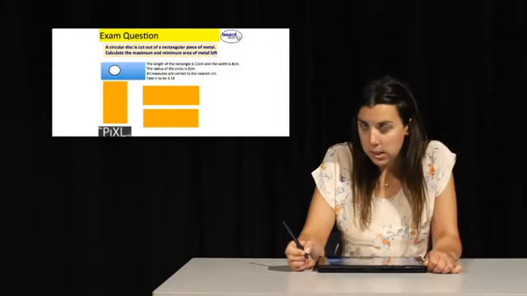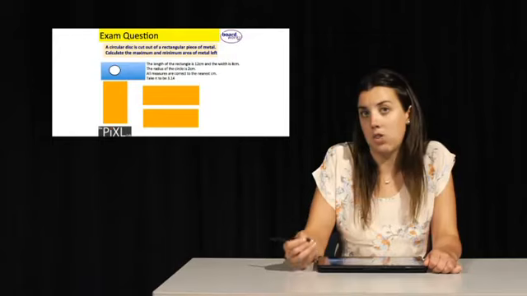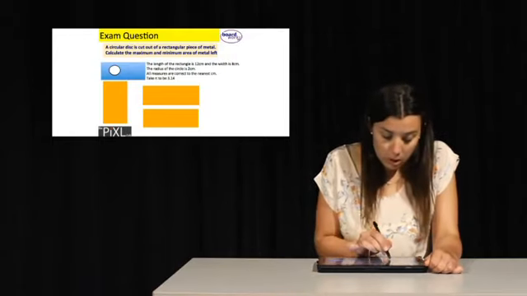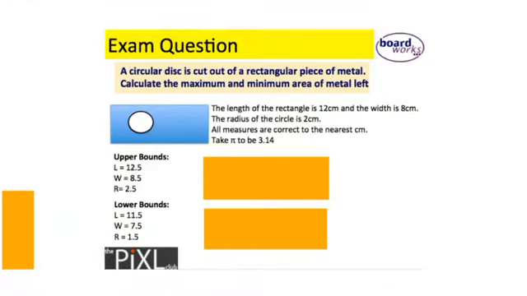So once again, in these types of questions, always write out, define your upper and lower bounds before you do the calculation. So you need to check here that you have the upper and lower bounds for the length, the width and the radius. And this is quite simple because all of them are correct to the nearest centimetre. So they're going to be 0.5 bigger or lower for the upper and lower bounds.